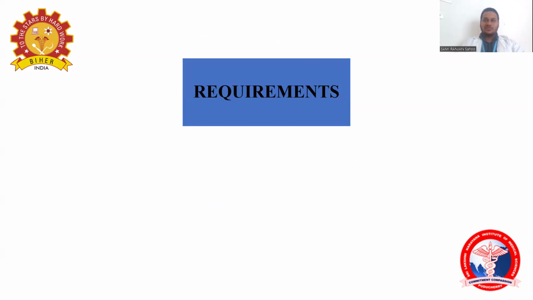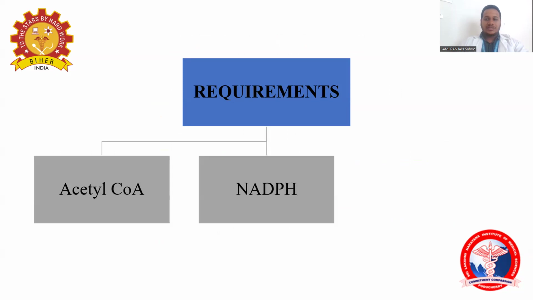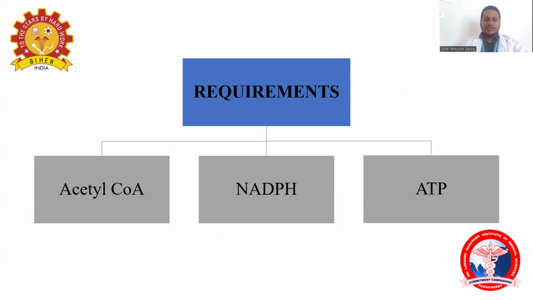Next, we are entering into requirements. What are the major requirements for biosynthesis of fatty acid? First, we need acetyl-CoA. Second, we need NADPH. And third, we need ATP. This is very important: the requirements for biosynthesis of fatty acid are acetyl-CoA, NADPH, and ATP.